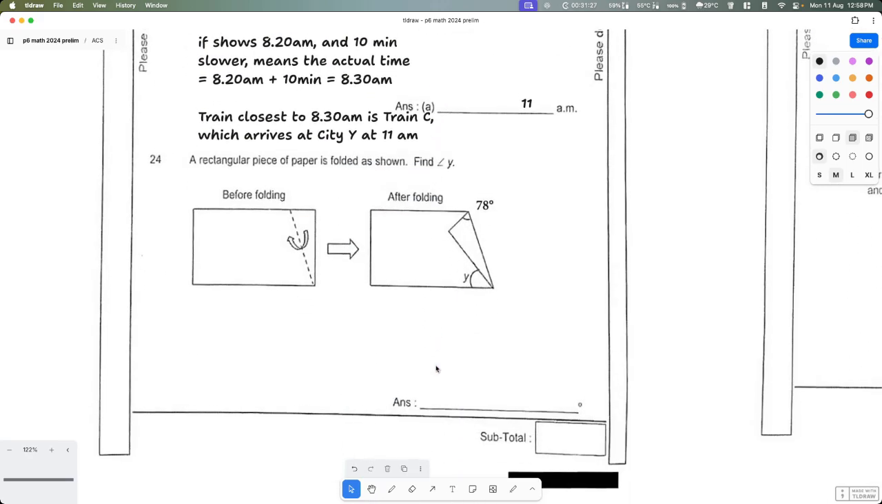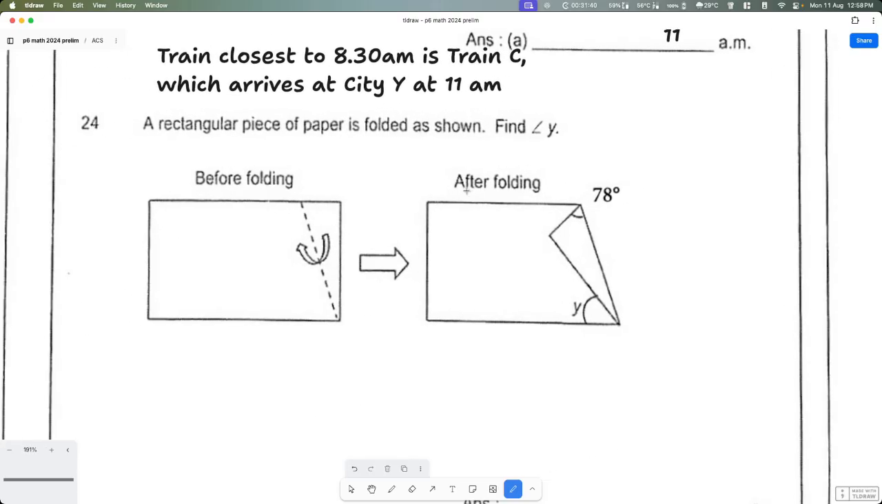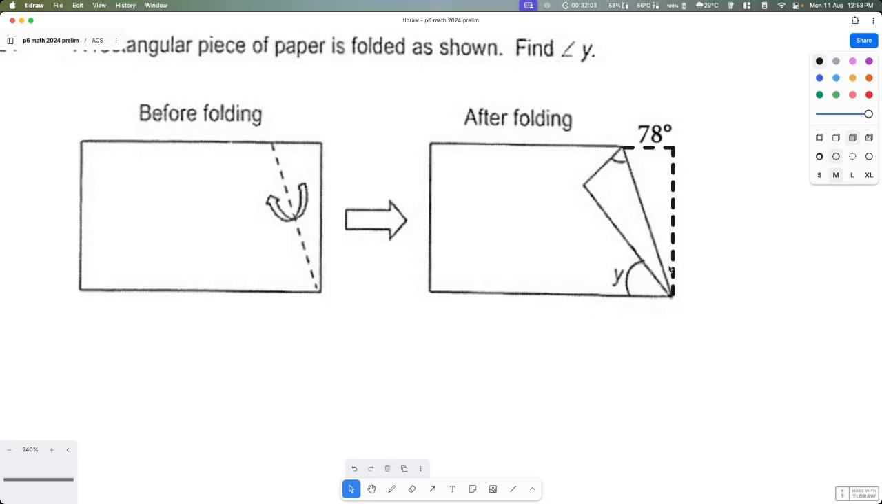Okay, let's move on to question 24. A rectangular piece of paper is folded as shown below. That's what you see over here. So now find angle Y, over here. For any folded angles, that's what you see over here, it always creates two of the same angles. So this is 78, and then these are the same angles.